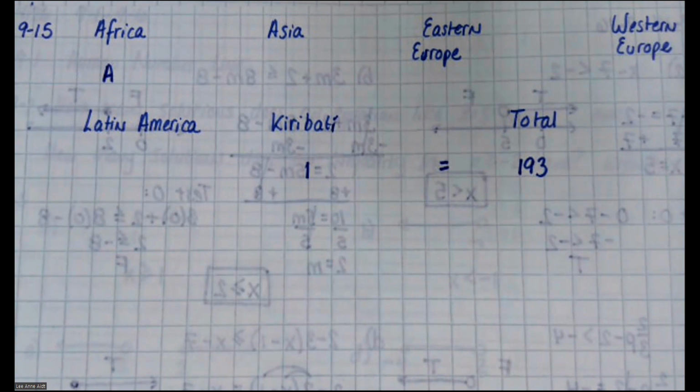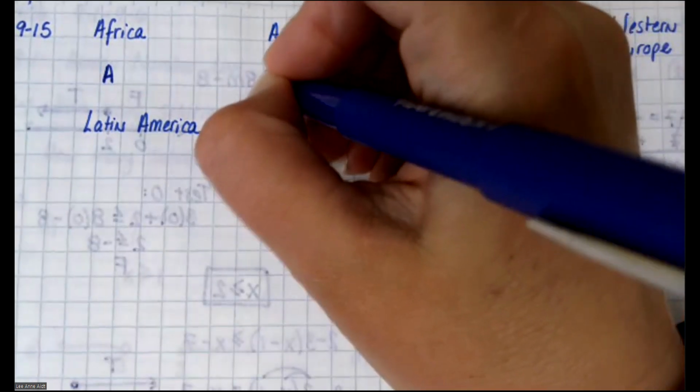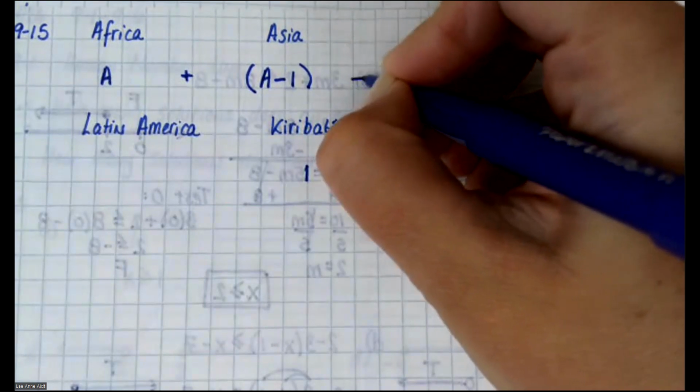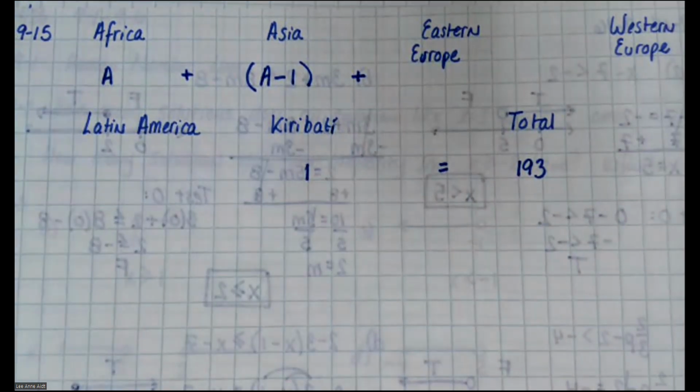Okay. All right, so now our job, this is actually a really great skill, is to translate this stuff into algebra. First, the Asia group has 1 less member than Africa. What is that in algebra? A minus 1. Beautiful. Okay, we're doing awesome. The European groups are smaller. Eastern Europe has 4 less than half of the Africa group.